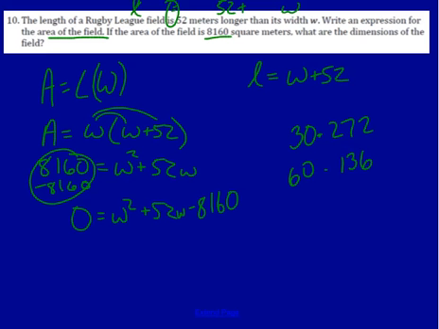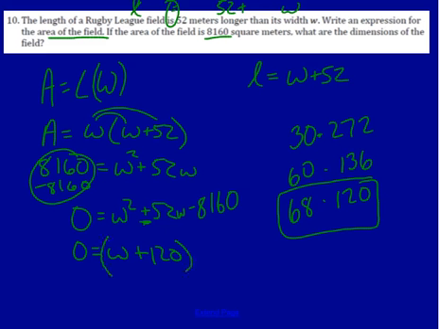How about 120? 8160 divided by 120. 68. So 68 times 120. We have a winner. 68 and 120 are 52 apart. So what I have here is 0 equals W. I would say the 120 needs to be bigger since this is a plus, so I'll say plus 120 and W minus 68.